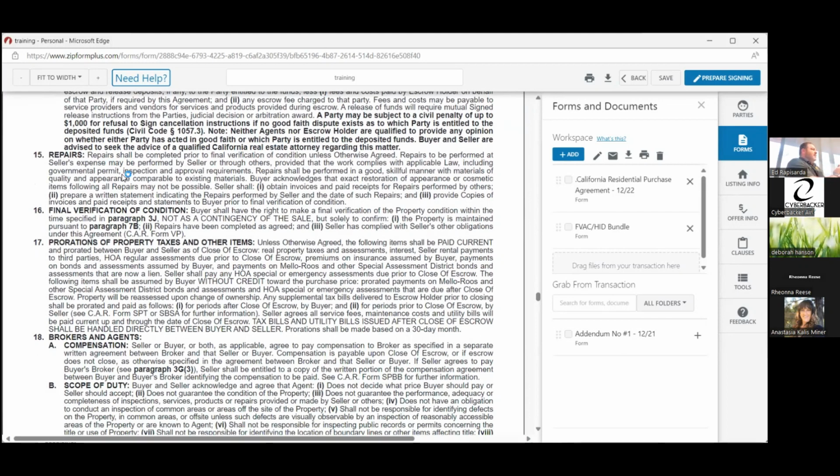Repairs. Who can do repairs? Seller can do them, right? Repairs shall be completed prior to final verification of condition unless otherwise agreed. Repairs to be performed at seller's expense may be performed by seller or through others, provided that the work complies with applicable law, including government permits, inspections, and approval requirements. Repairs shall be performed in good, skillful manner with materials of quality and appearance comparable to existing materials. Right? So it's stating right there that the buyer can do it. I'm sorry, the seller can do it, right? Or they can hire someone. If they are hired, they need to obtain invoices and paid receipts for the repairs performed by others.